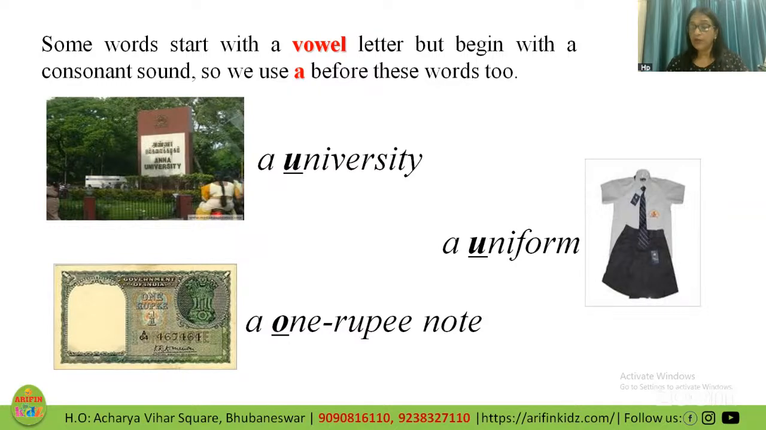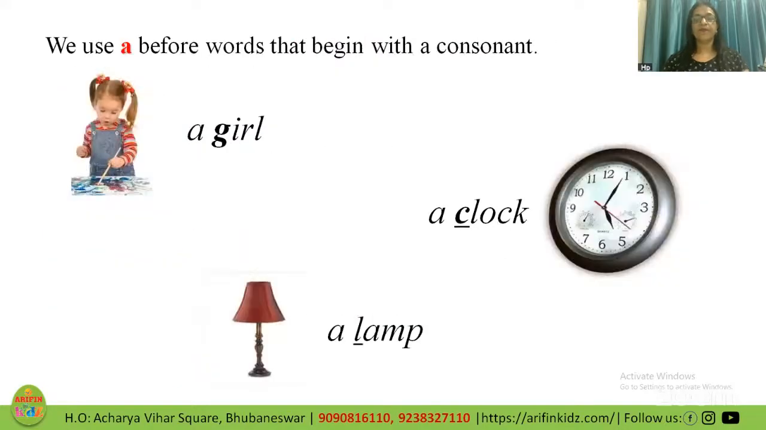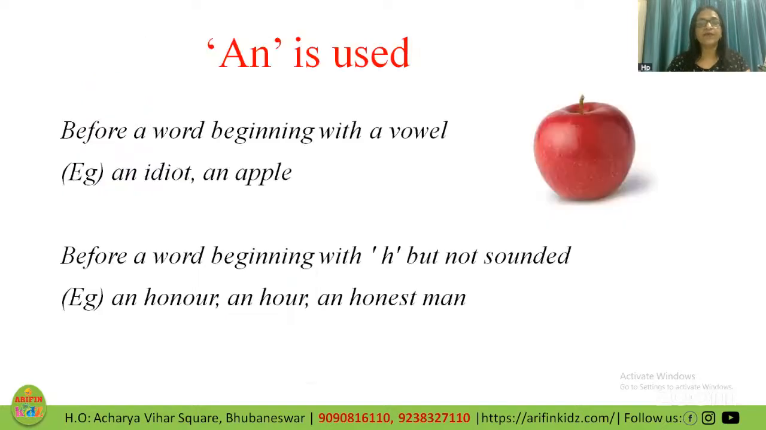You see, O-N-E, one. Think of other words like ox, orange. Like ox and orange, the pronunciation of O has a vowel sound. Here, one 1 rupee note, a wa sound comes. So it is not a vowel sound, so we write a 1 rupee note. Now you see, a girl, a clock, a lamp, all consonant sounds like G, C, and L. So we use a before that.